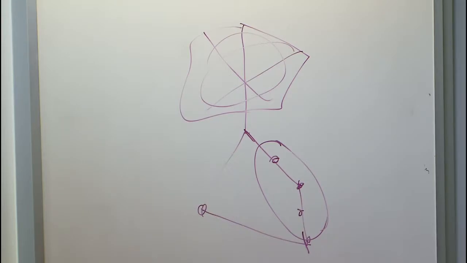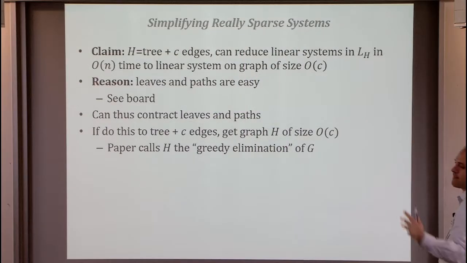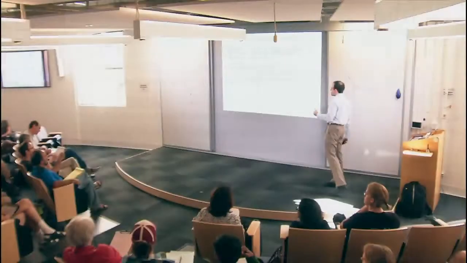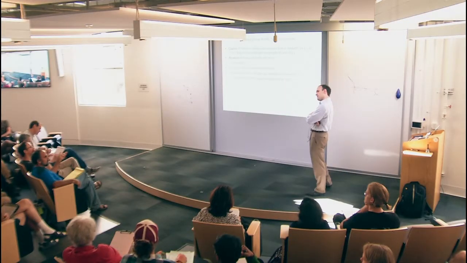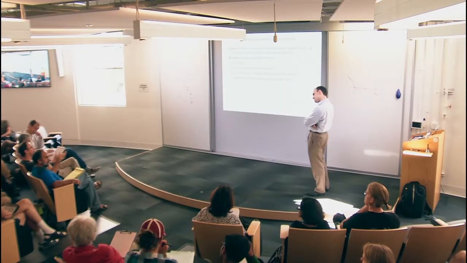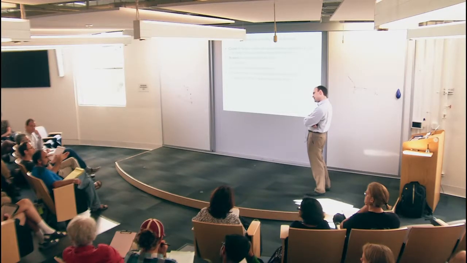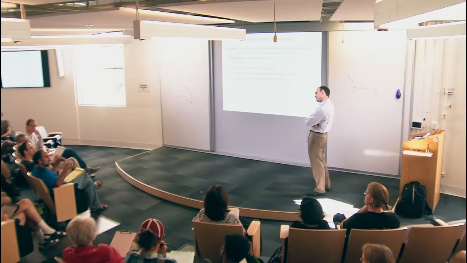Okay, so this is what they call in the paper greedy elimination, and this is what lets us say that if you get a tree plus a small number of edges, you can make the number of vertices shrink down to something like the number of additional edges you've added. Perhaps a small comment that could explain why this works: the average degree of the vertices in a tree is a little less than 2. Therefore, you must have either a long path or many leaves.